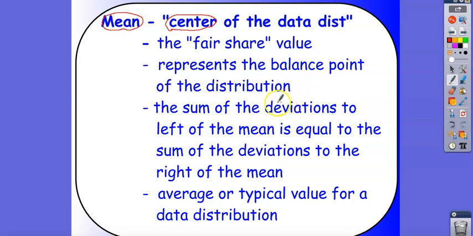Okay, and the sum of the deviations to the left should be equal to the sum of the deviations to the right. Here's another way to think about an average or typical value for a data distribution. What's the average? That's the one that you're familiar with. For all the values, what's the average for the data distribution? They use the term center. So what's the center of the data distribution?